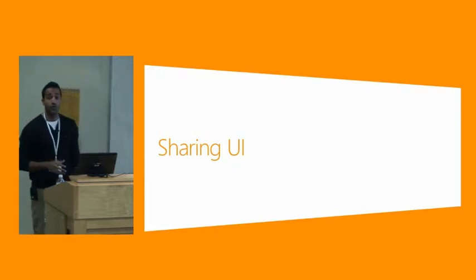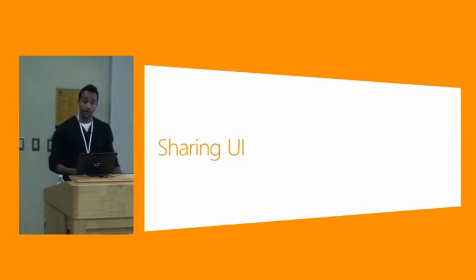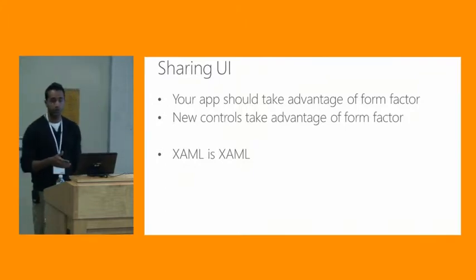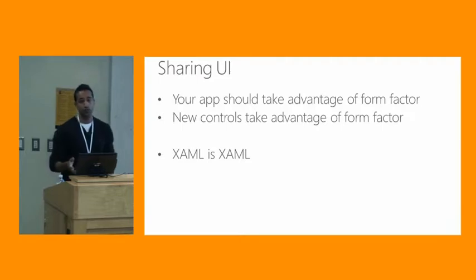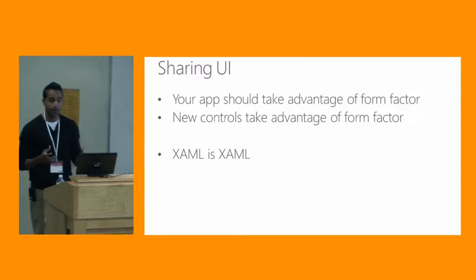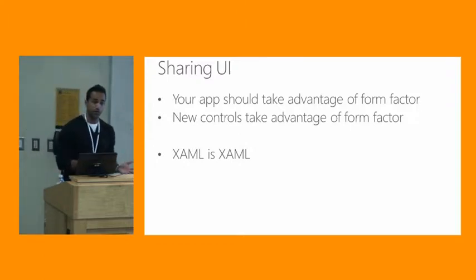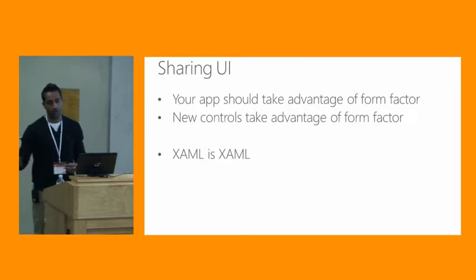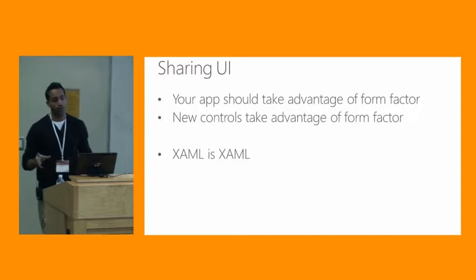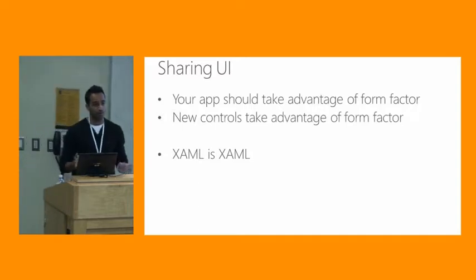OK, so we talked about how to share the view model and the model. What about the UI? Can you share the UI? Well, really, your UI should take advantage of the form factor. An app on Windows 8 should feel and look different than an app on Windows Phone 8. There are also a new set of controls, and Shao kind of mentioned that when he was talking about their Huffington Post UI. In Windows 8, you're using the grid view. In Windows Phone 8, you use something called the long list selector. But it's basically a control that is built for that platform, for that form factor.